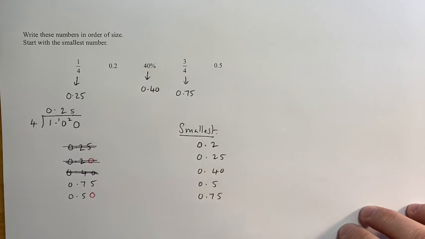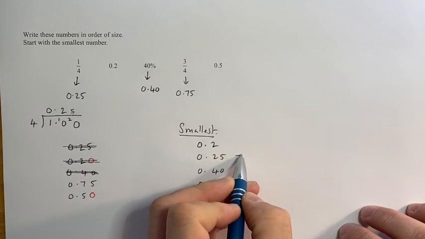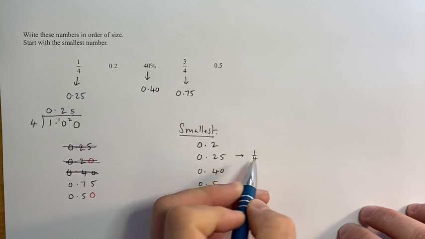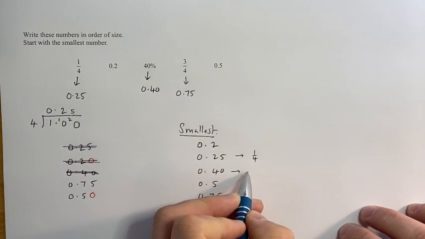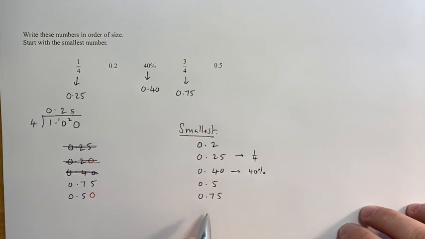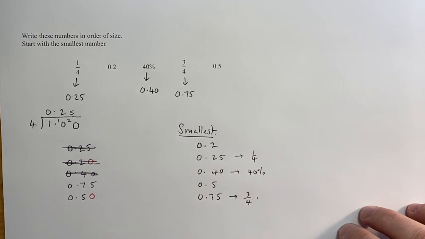That is our answer. However, if you wish to go back and change the fact that that was 1/4, change that that was 40%, and change that that was 3/4, then you can do. However, we have placed them in numerical order.